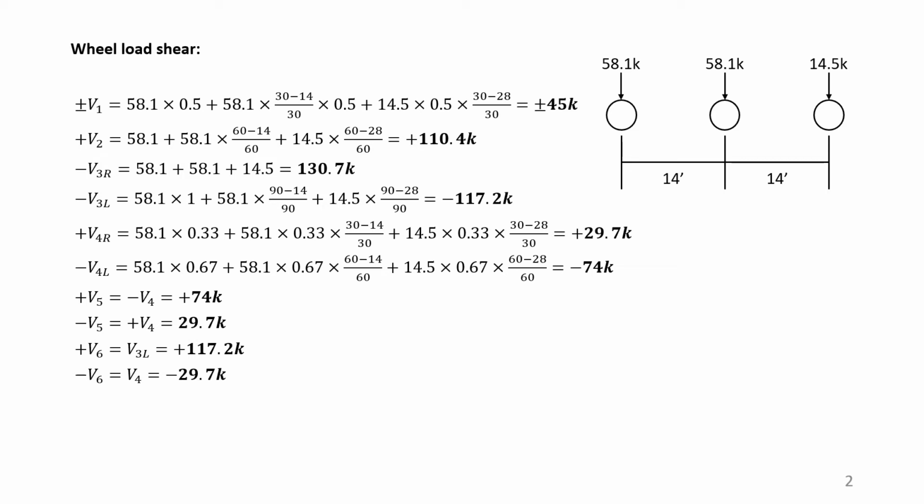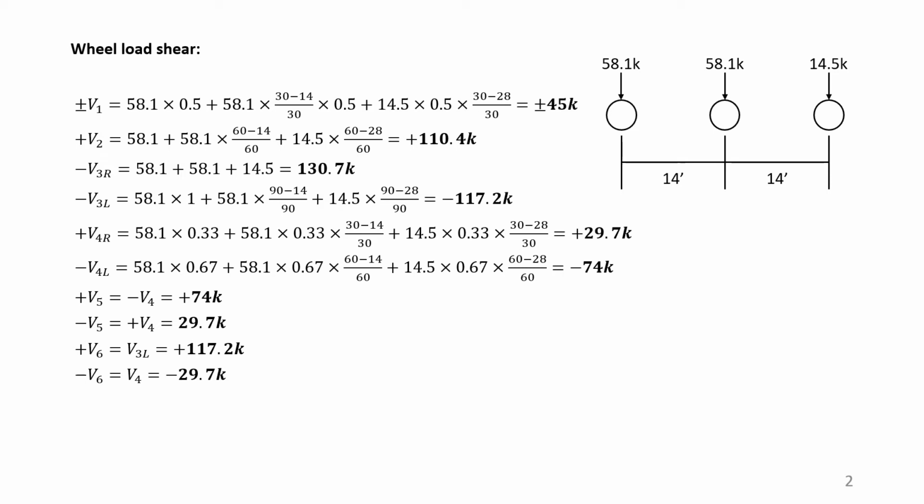This way we have found out the value for 3 left. Putting all these values, we have got 3 right as 130.7 and 3 left as 117.2. If we go to the next page of the previous lesson, page 4, we will get the other values, shear at positions 4, 5 and 6.